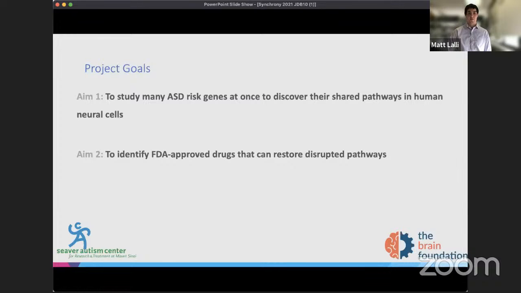continues to grow, it's clear that we need new approaches to try to come up with treatments that can work for many of the genes at once. But before we can do that, we need to establish a system that would allow us to study many ASD risk genes at once so we can discover their shared pathways. And we want to do this in human cells. And then using this system, we want to identify FDA-approved drugs that can restore the disrupted pathways. And we're extremely grateful to the Brain Foundation for funding this idea that we have.